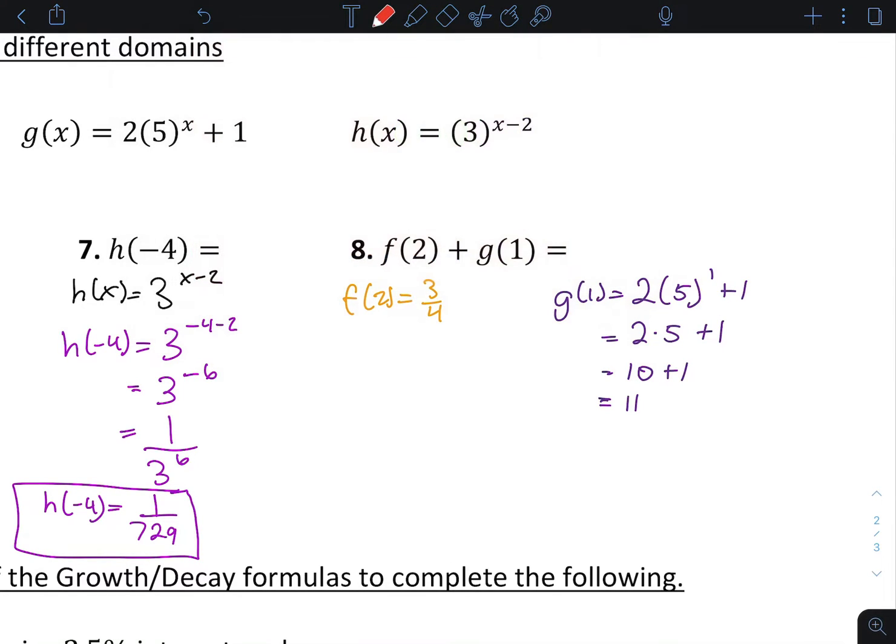Now we need to add f of 2 plus g of 1. So take your result from f of 2, which is 3/4. Take your result from g of 1, which is 11, and add the two together. We're adding a number to a fraction. Now, you really don't use mixed numbers anymore, so let's keep this as an improper fraction.